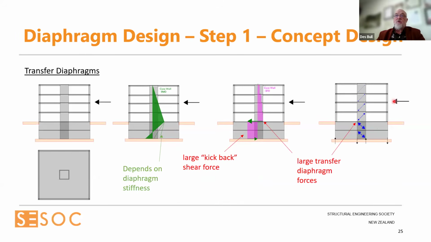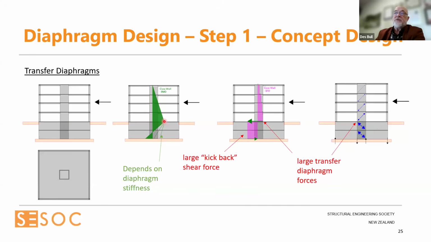Transfer diaphragms have some real quirks. Concrete core, perimeter frame, basement. If you have a very stiff diaphragm at this point, you'll find you'll get a massive kickback moment. Depending on the stiffness of the diaphragm, the less stiff, this bending moment diagram adjusts.